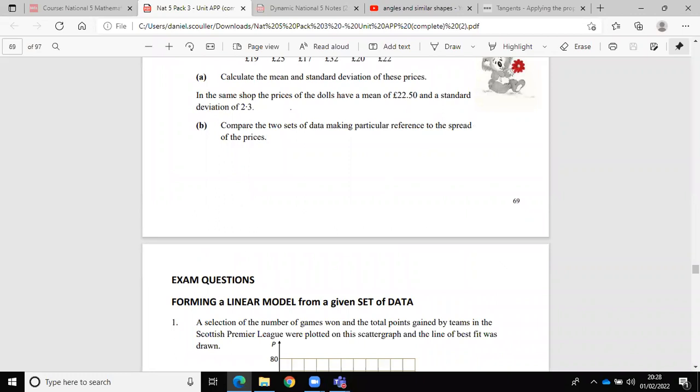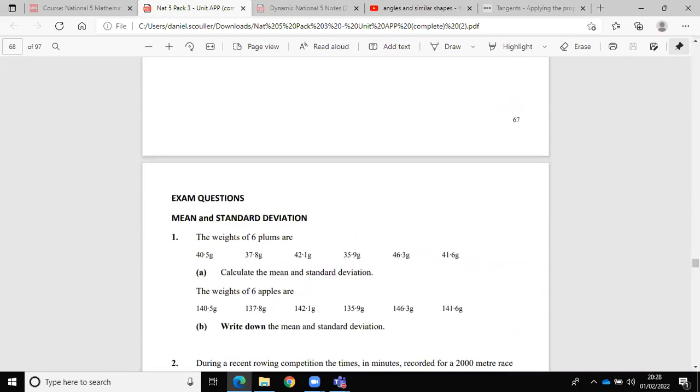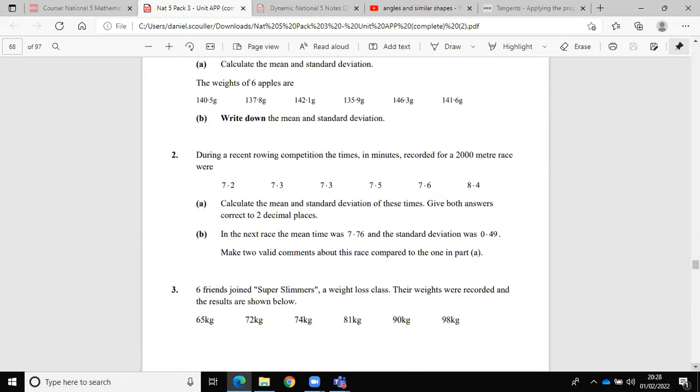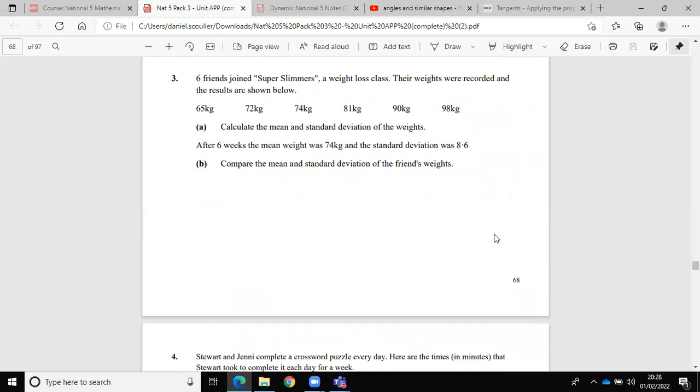So what's that, 68 and 69, they've got sort of exam type questions in that booklet. So have a wee go at them. It's got the wee story, and it's got the compare the mean and standard deviation.